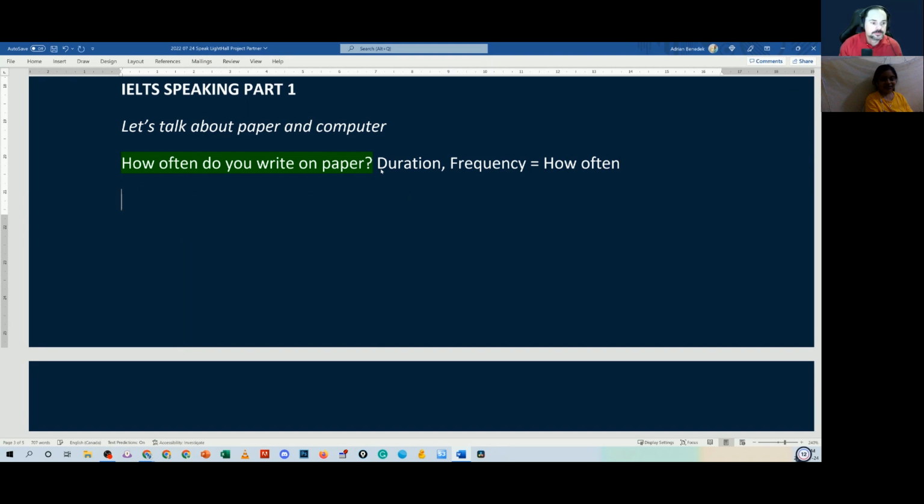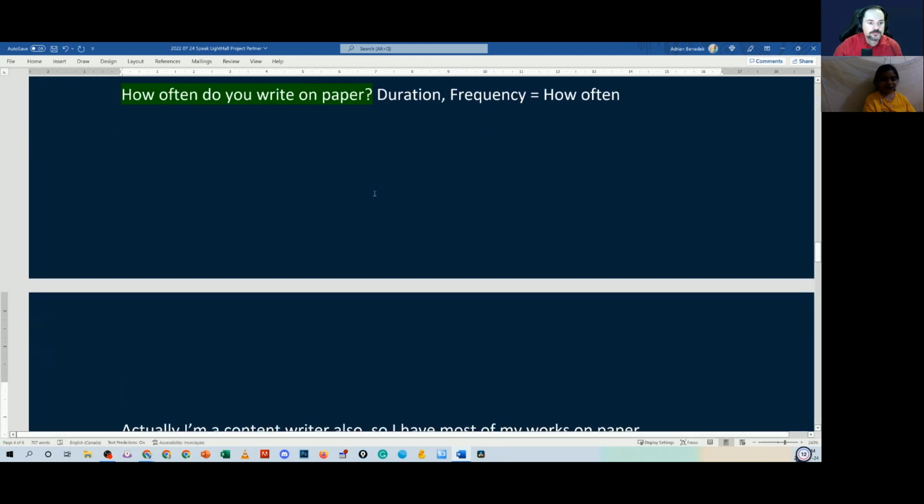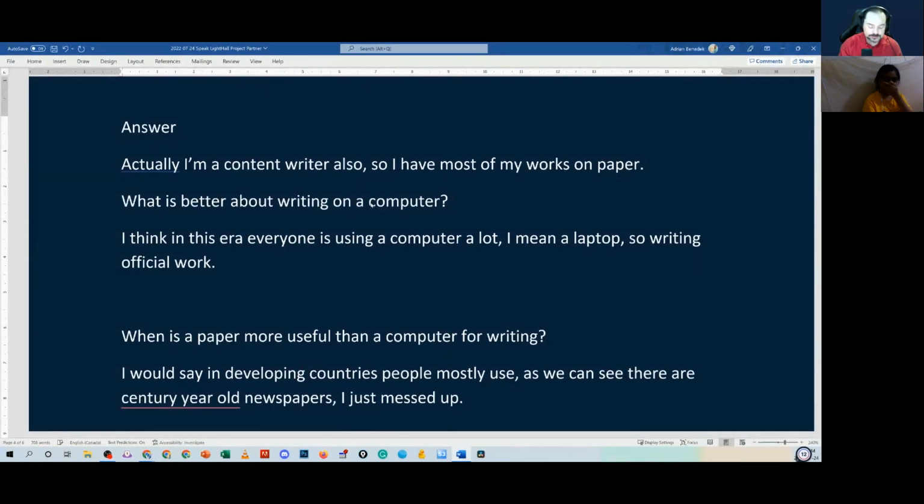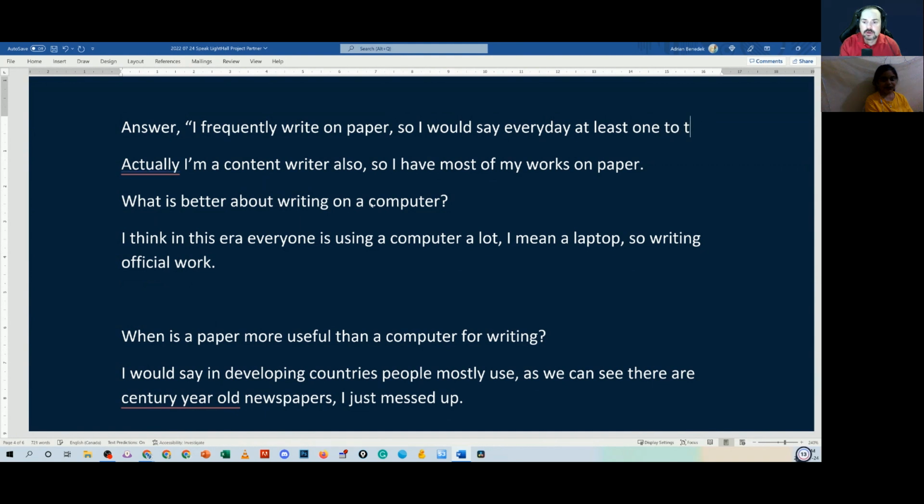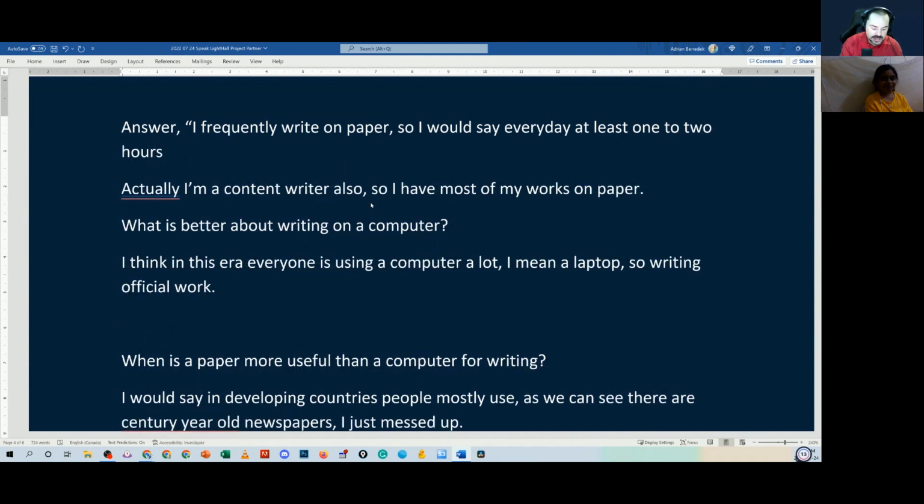All right. So always what you want to do is start with your answer. Your answer here is that you often, or you frequently, write on paper. I'm Roshni right now in Nepal. So: I frequently write on paper. Now that's the subjective part. And then you explain it, and the way you explain it is you give it numbers. So I would say every day, at least 1 to 2 hours. Why? Here's the explanation.